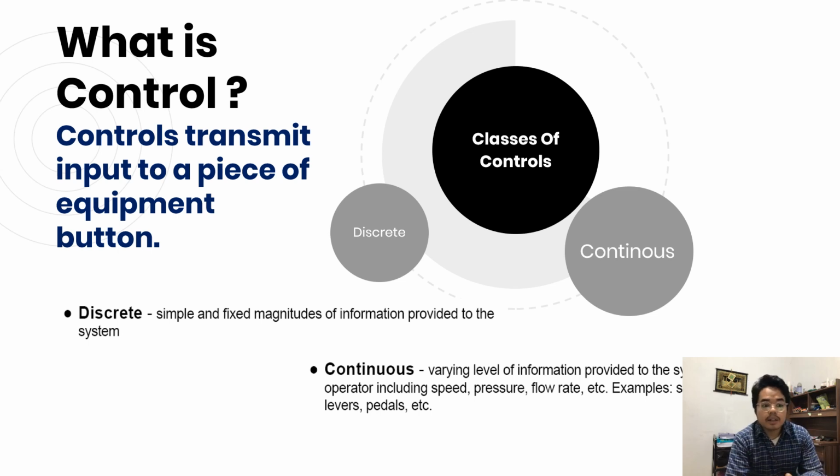After that, there are classes of control. Classes of control itself have two kinds. The first one is discrete and continuous, where discrete is just simple and fixed, whereas the continuous one is a varying level of information. So there are levels of information that they give, for example, speed, pressure, flow rate, and many more.